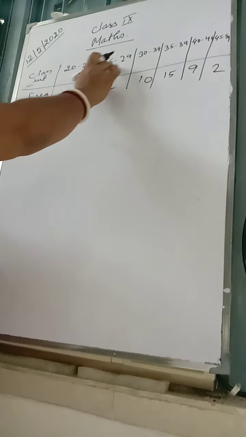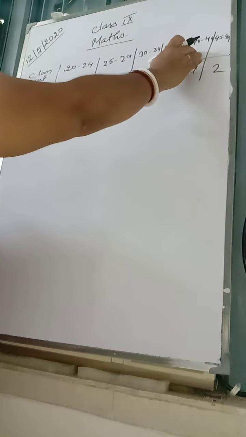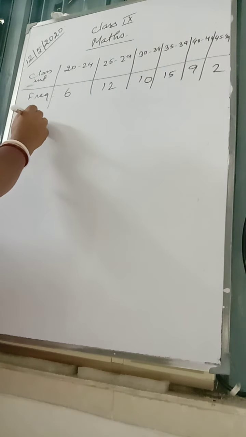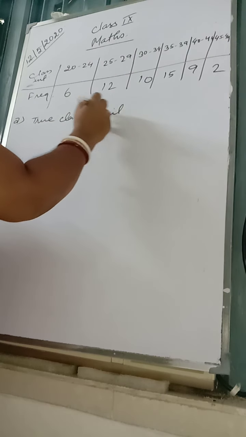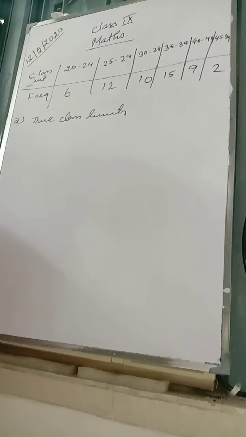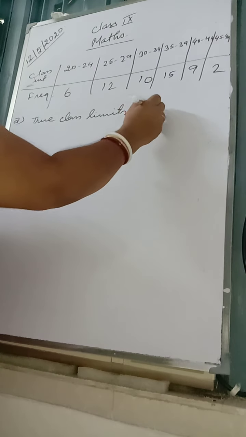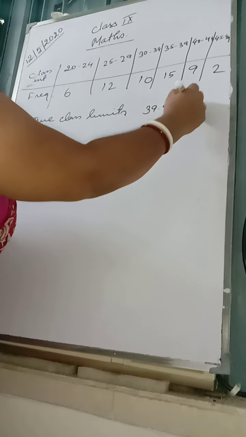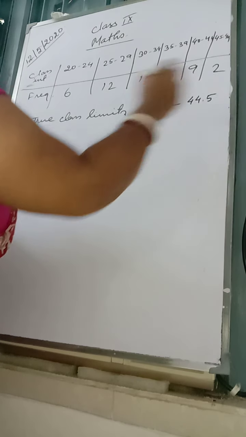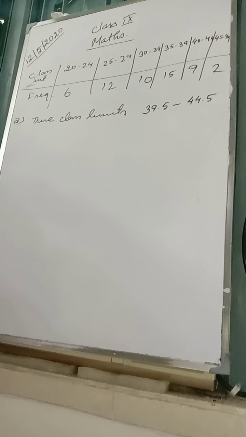Fifth class: 1, 2, 3, 4, 5. This is the fifth class. What will be the true class limits? I have told you, subtract 0.5 from this. From 40, that will be 39.5, and add 0.5 to the upper limit, so that will be 44.5. This is number 1. Next, the size of the second class.